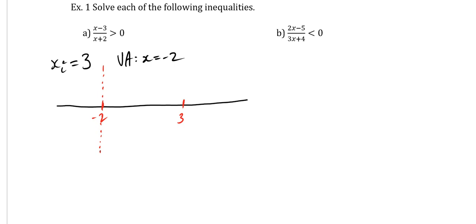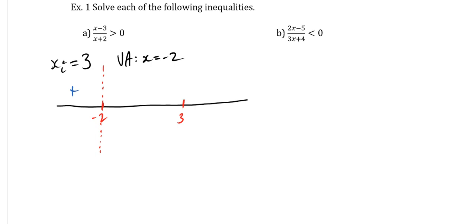because that's the first one, right? There's a reason why we're doing this. So if I test any value in this interval, it represents the whole interval. So -100 works. I get a negative over a negative, which is a positive. So this interval is positive.